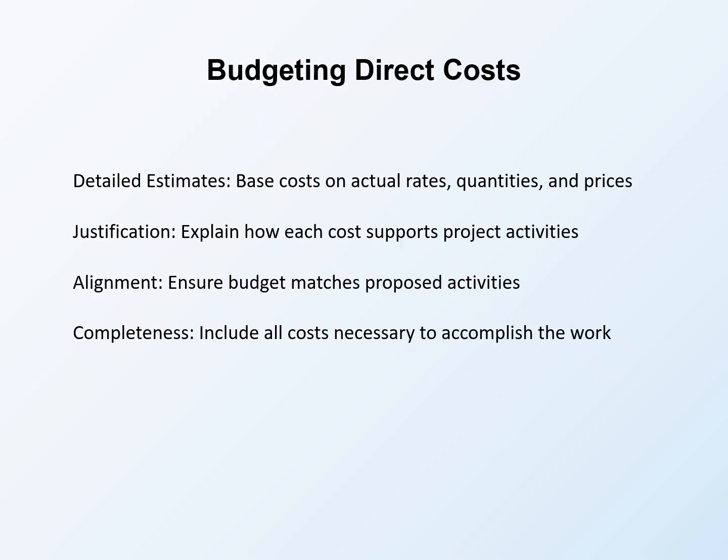Completeness means including all costs necessary to accomplish the work. Under-budgeting creates implementation problems when you lack resources to complete proposed activities. Review your proposal carefully and ensure your budget includes everything needed to deliver what you promised.